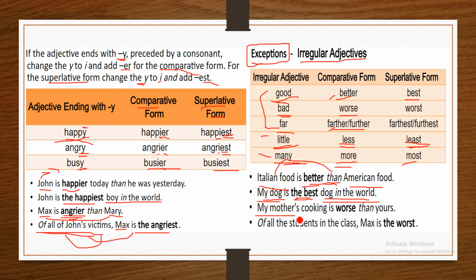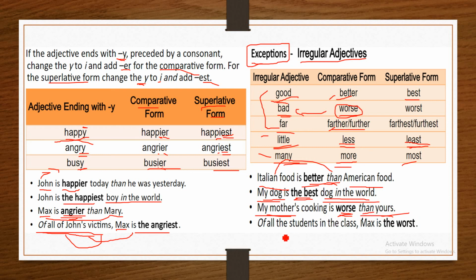My mother's cooking is worse than yours. We have my mother's cooking and your cooking. They are compared by the comparative adjective worse, which is a comparative form for bad.